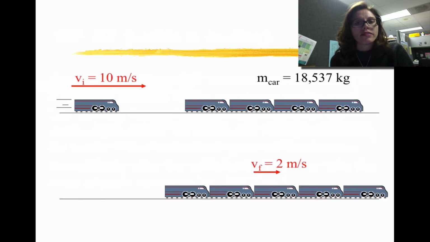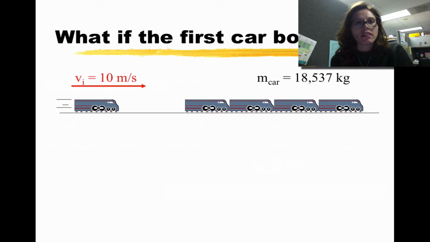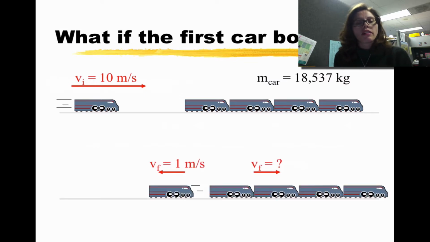We have, this is our first example that we did. Now what if the first car bounces? So now we have the first car, and instead of being hooked up with these cars, it bounces off. So why don't you pause the video for a moment, see if you can solve it by yourself, and then restart it and see how you're doing.